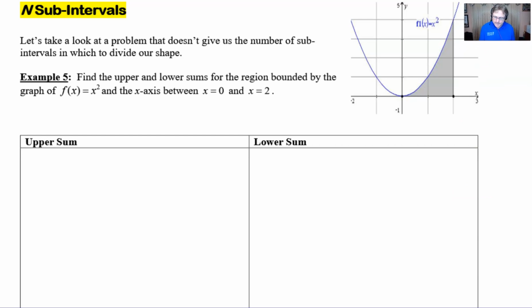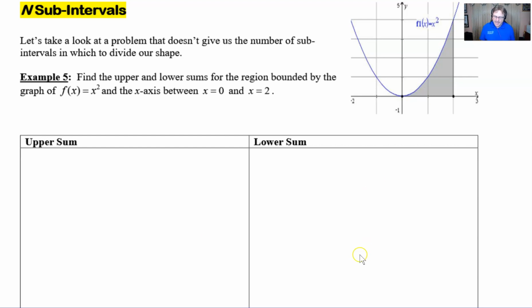Well, it says here that we're going to take a look at a problem that doesn't give us the number of subintervals. So we have this graph of f of x equals x squared. And you can see, even when I read the example, we're supposed to find the upper and lower sums for the region bounded by f of x equals x squared and the x-axis between 0 and 2. So I've got the shaded region here done. But like I said, I haven't indicated how many subintervals we're going to use. And so we are going to look at the value n. N is our number of subintervals.